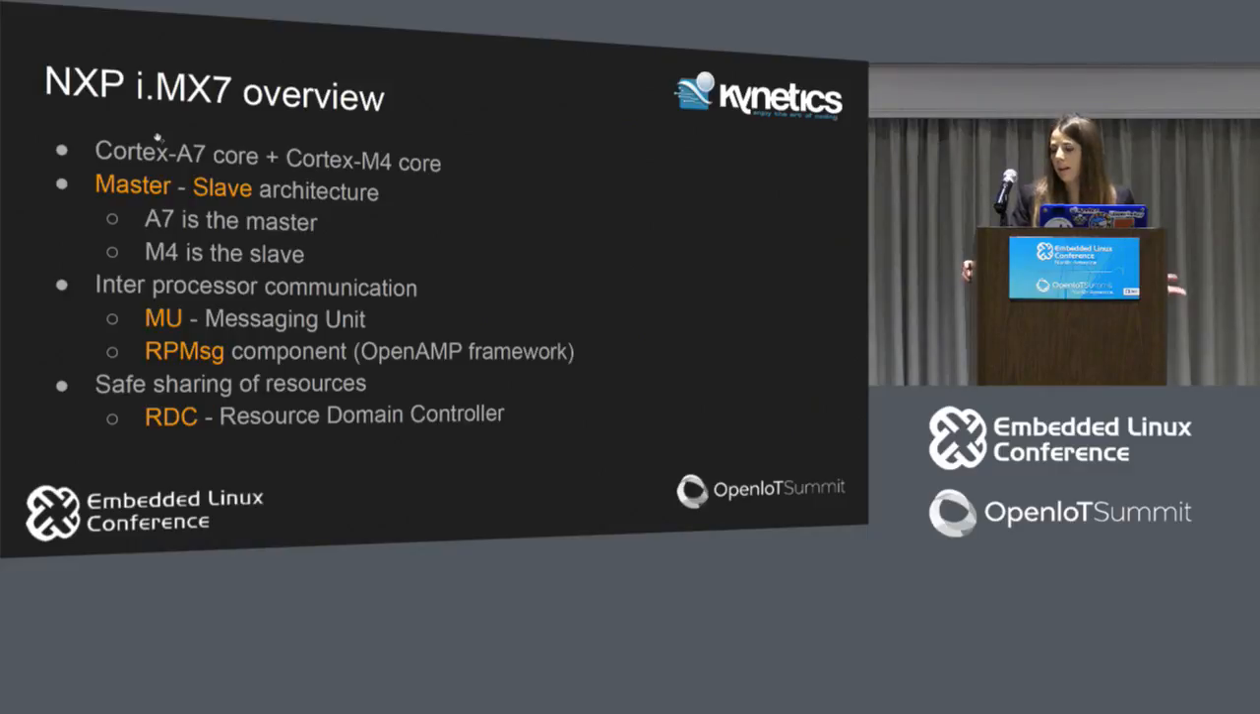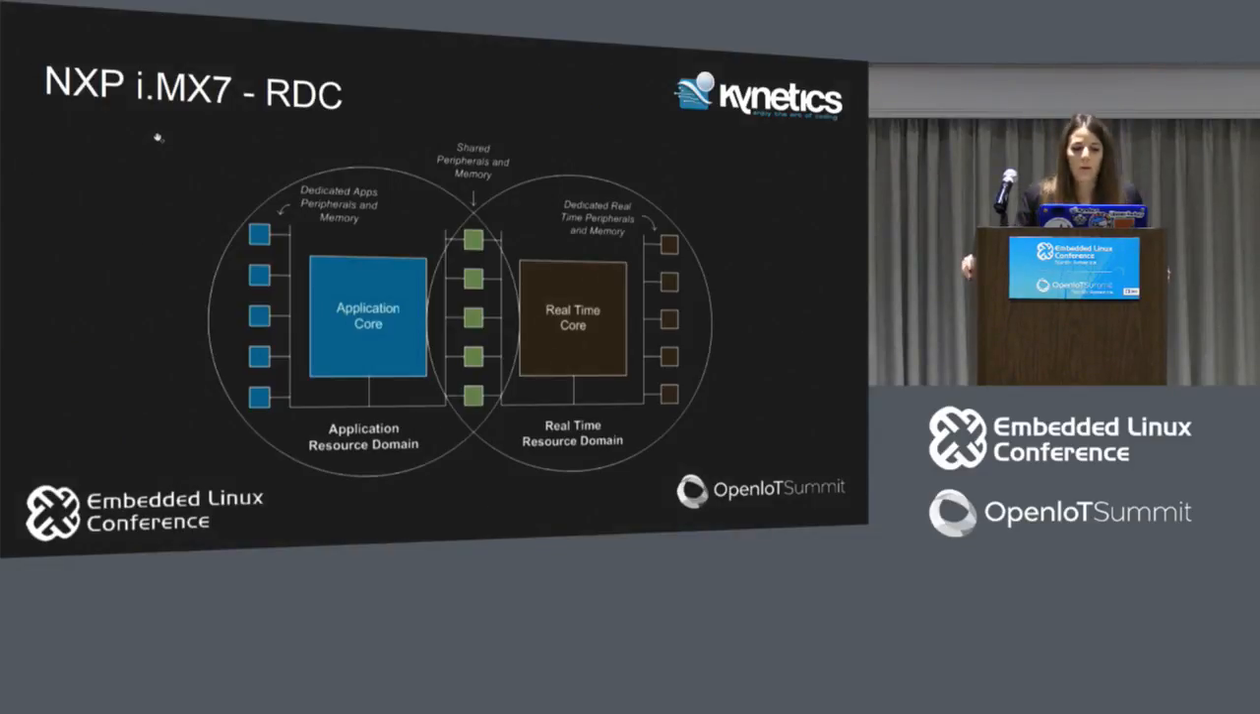The two cores in an asymmetric multiprocessing system access the same peripherals and memory areas, so we need to make sure that we have a mechanism to avoid conflicts. We will go into details of this. The RDC is the resource domain controller, and it's a hardware module of the IMX7 processor that allows creating isolated resource domains. Basically, each peripheral or memory area can be assigned to one or more domains. Here in the picture, you can see the application core, which uses some peripherals exclusively, and then you can have, of course, shared peripherals. So the RDC makes sure that access to shared resources is controlled and that there are no conflicts.